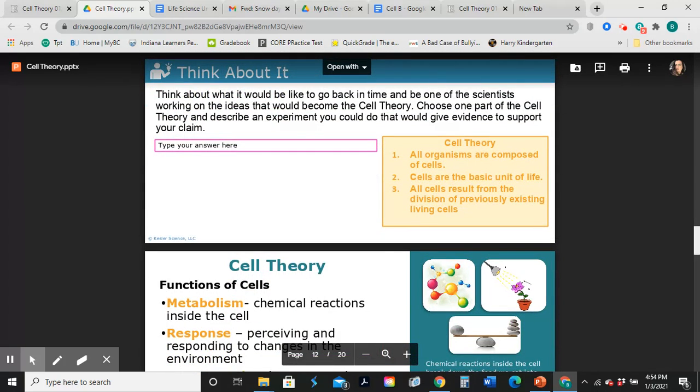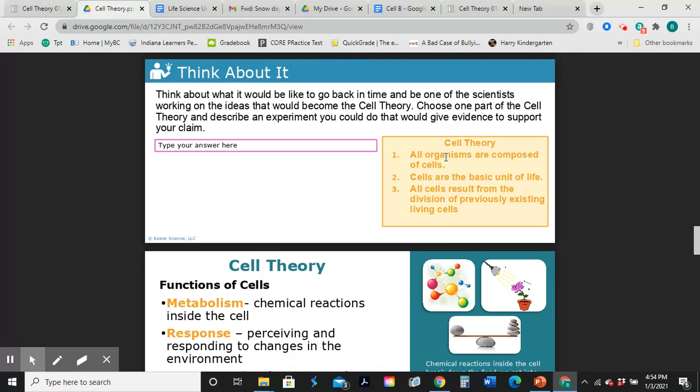Let's think about it. Think about what it would be like to go back in time and be one of the scientists working on the ideas that would become the cell theory. Choose one part of the cell theory and describe an experiment that you would do to give evidence to support your claim. So right here, you're going to look at each one of these principles, and then you're going to tell me what kind of experiment would you do to prove that particular step in the cell theory.